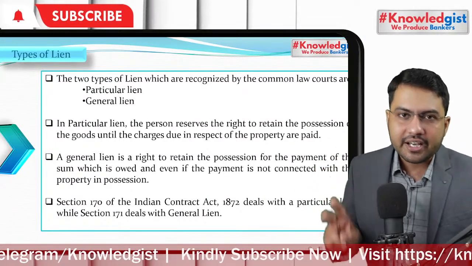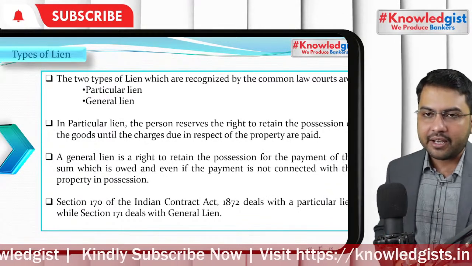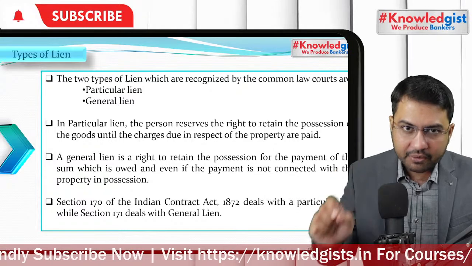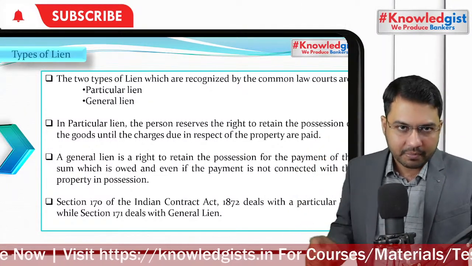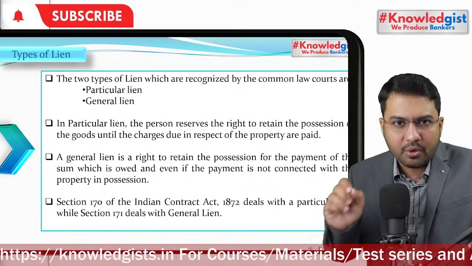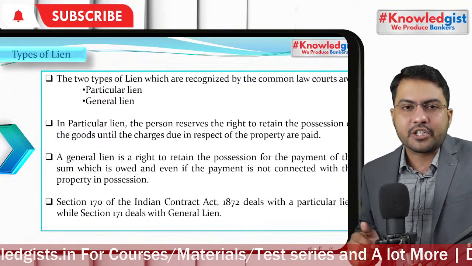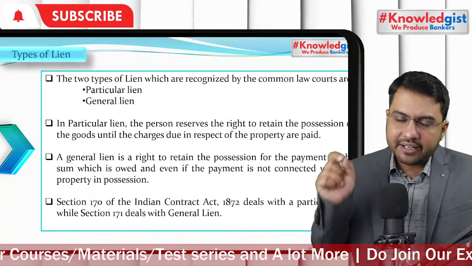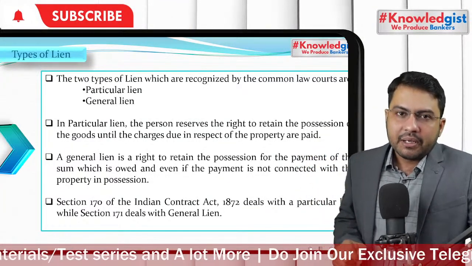Okay, so the lien is of two types: particular lien and general lien. Particular lien, if you have marked lien for some particular event, then the lien will be for that. General lien is for any purpose. Like you have taken a loan against your FDR. So your FDR can only be marked lien for that particular loan only.